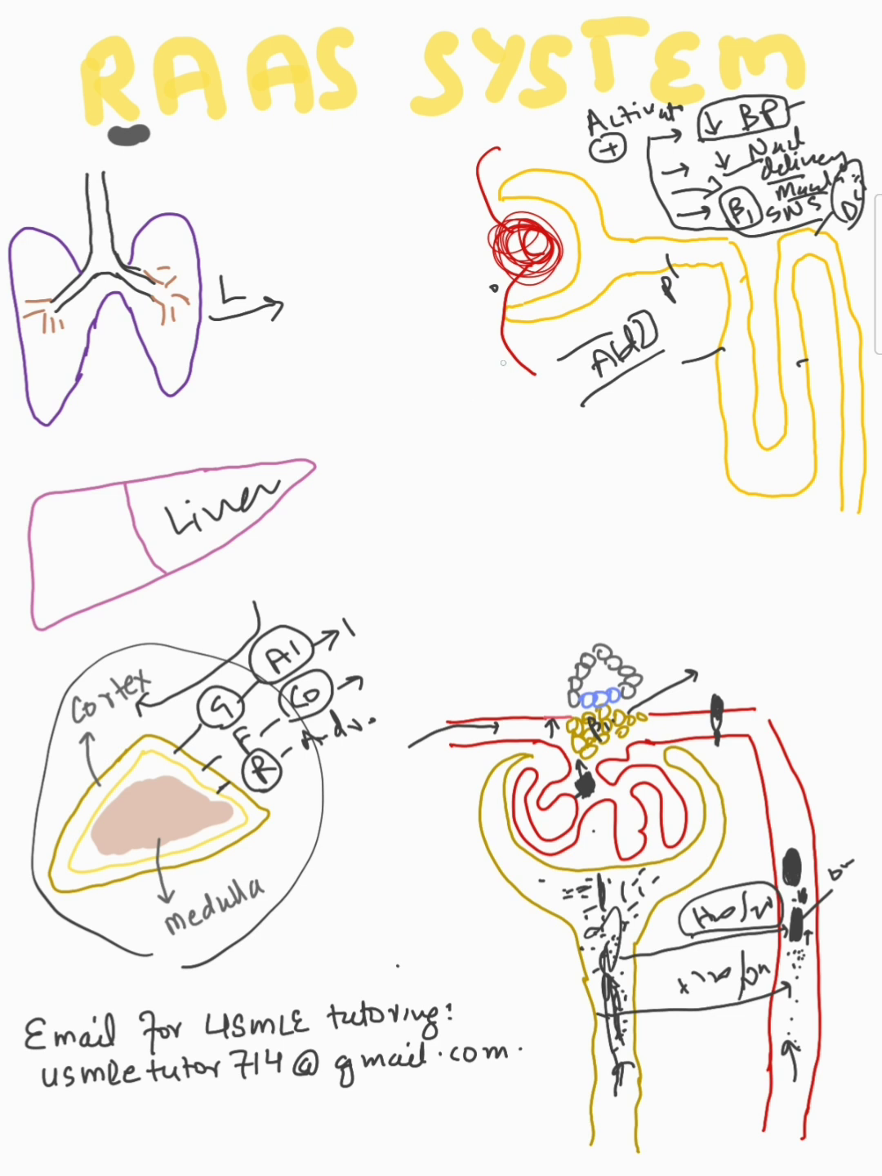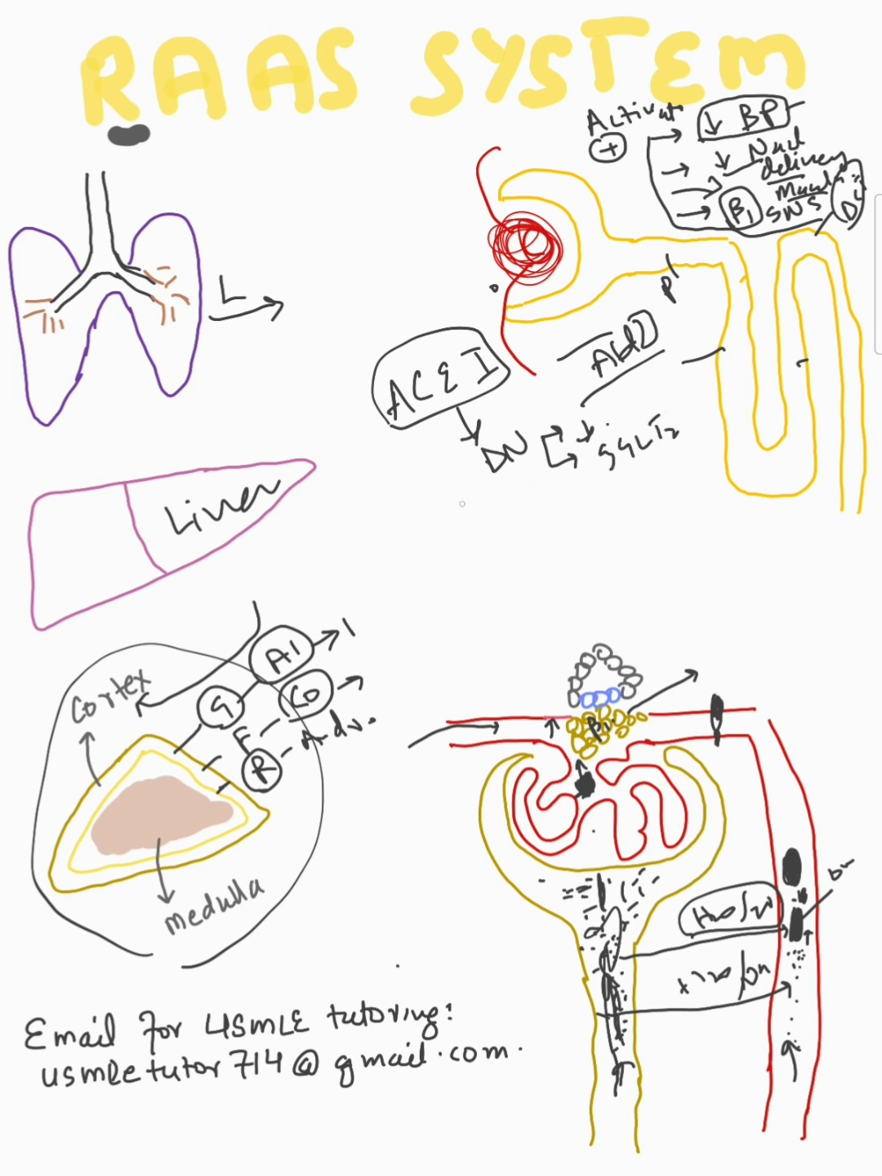So remember, then we commonly use the drugs, the ACE inhibitors, one of the highest yield drugs for any USMLE step exams. Remember, it acts as an antihypertensive. Also, it is used in diabetic nephropathy, where it decreases progression. Another drug that decreases progression of diabetic nephropathy is SGLT2 inhibitors.